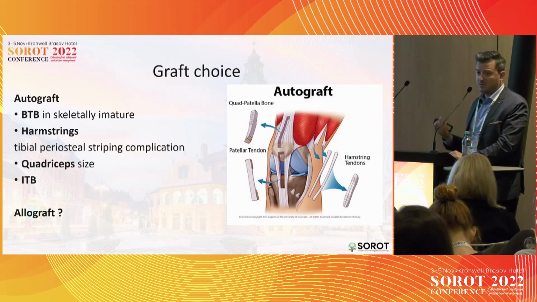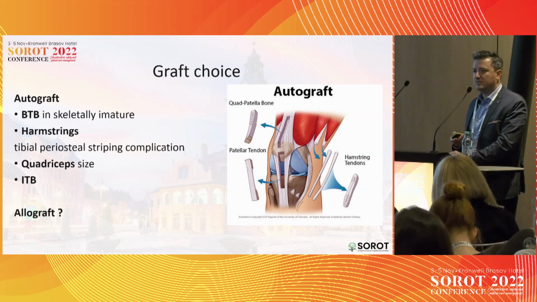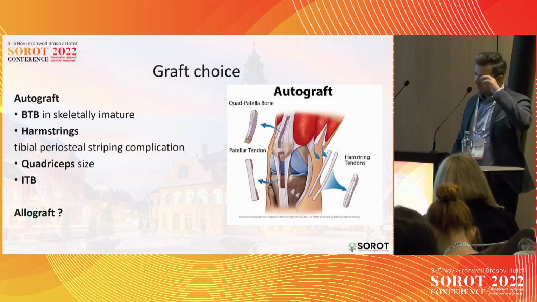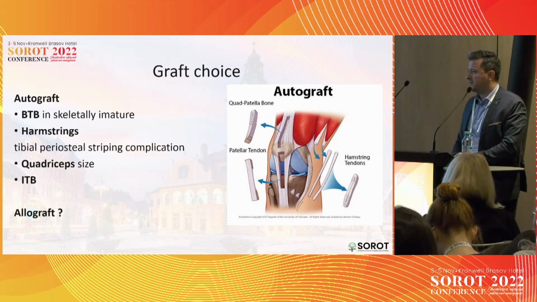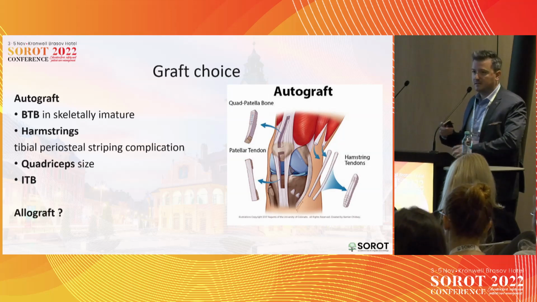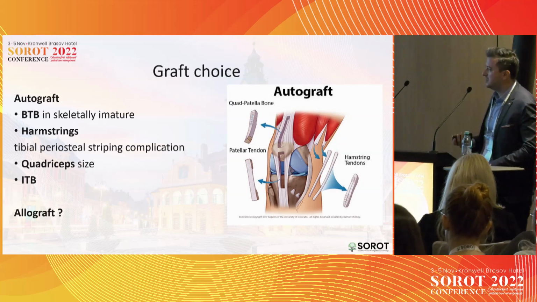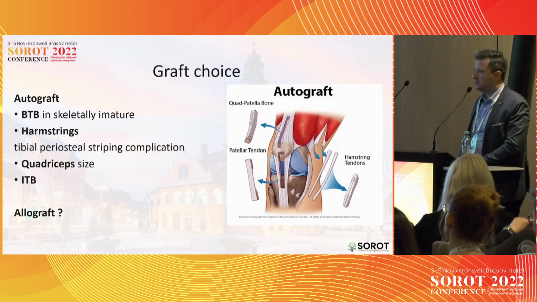The hamstrings are the most used graft for ACL reconstruction. But what happens if we do a periosteal stripping near the medial side of the insertion of the hamstrings? We do a complete epiphyseal structure, but they develop genu varum. That can happen because you have a periosteal stripping on the medial side of the proximal tibia. So this can be another comorbidity. So basically we're relying more on the ITB for the really skeletally immature.